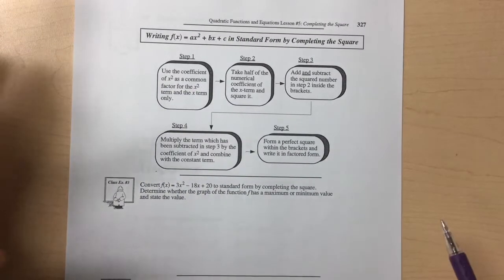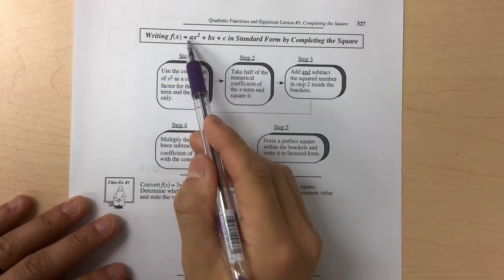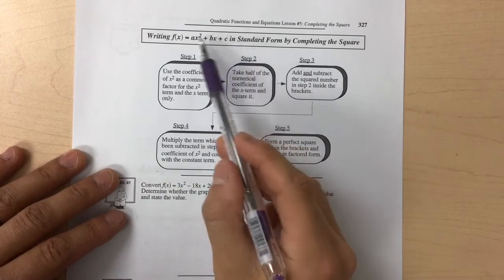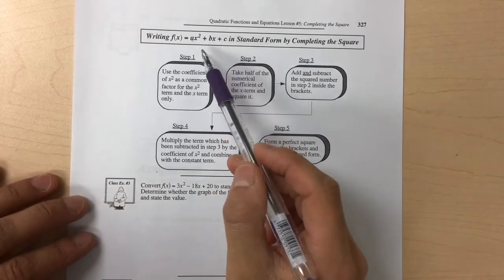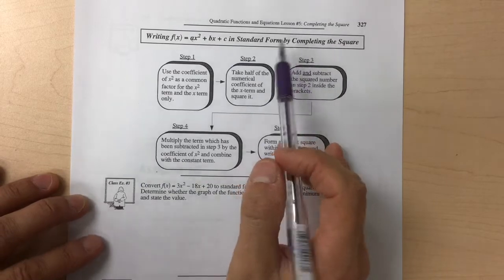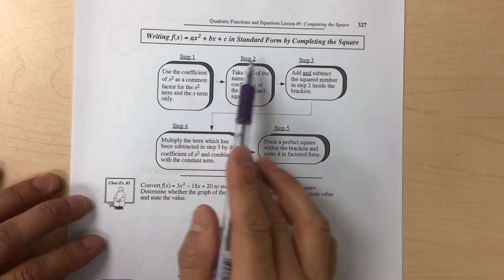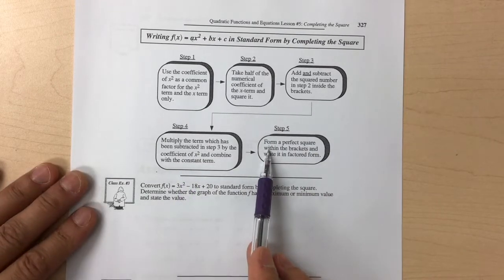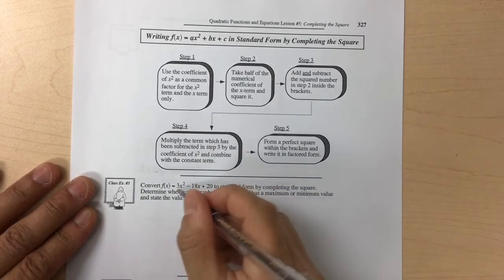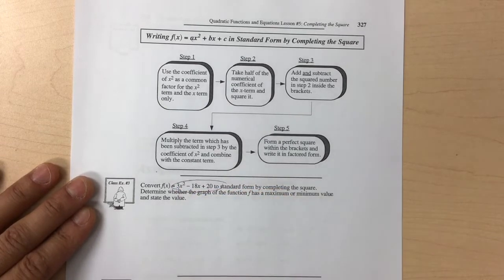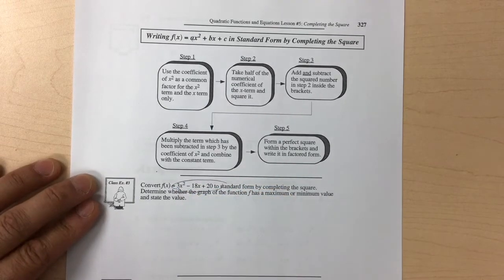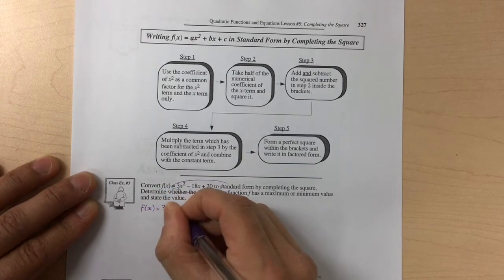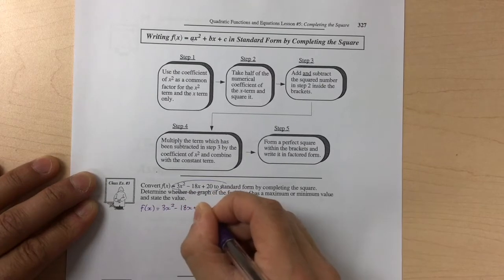So here I have somewhat of a different example. Now we're writing ax squared plus bx plus c in standard form. Before, we didn't have that coefficient in front of my degree, and so the process is going to be a little bit different. And so we're going to follow step 1, 2, 3, then we go down to step 4 and step 5. So I want to convert this 3x squared minus 18x plus 20 to standard form by completing the square. So f of x is equal to 3x squared minus 18x plus 20.